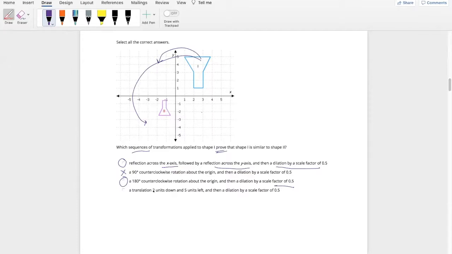Taking shape 1 and translating it down 2 units and 5 to the left. Well, if I just slide it down and then left, it's still upside down. It's going to be close, but it's just upside down. So the things don't match up perfectly to show or prove that it's similar. So it's just those two that actually do the proof.